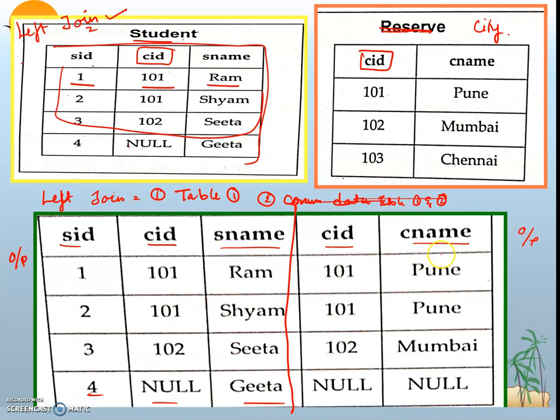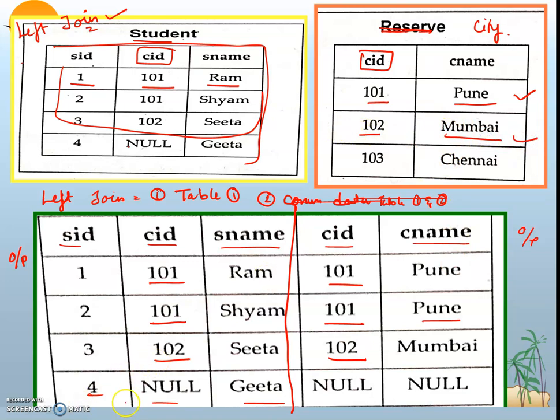Now what should I put on the right hand side is the question. What you have to do is add the relevant data. 101, for 101 the value is Pune because this data is available in the right hand side as well. Next 101 again, so the value is Pune. Okay, again for 102, just add 102, the value is Mumbai according to the second table.